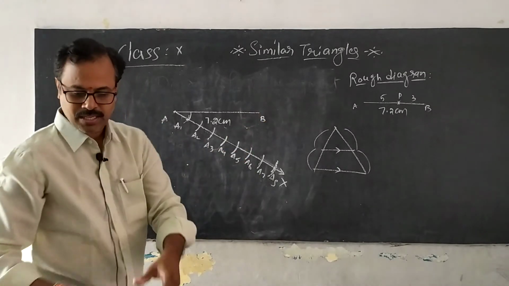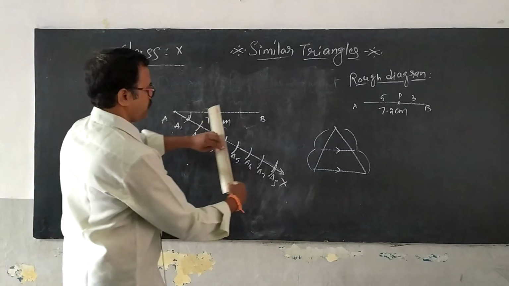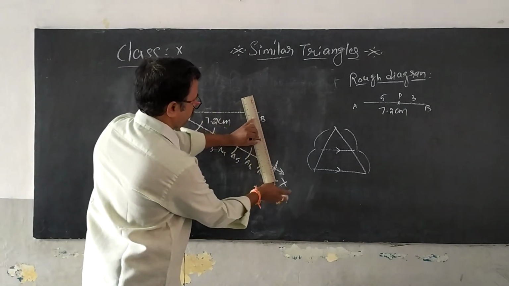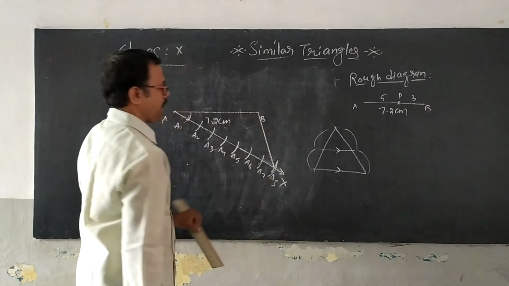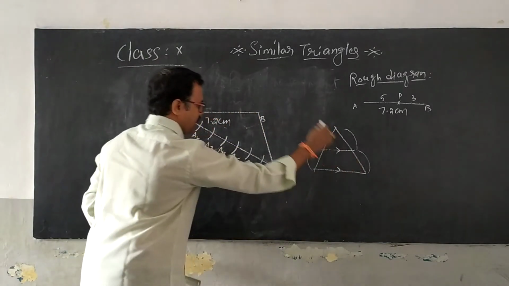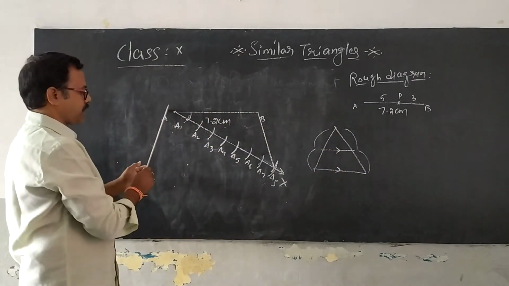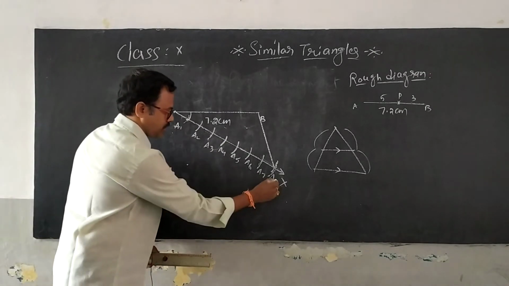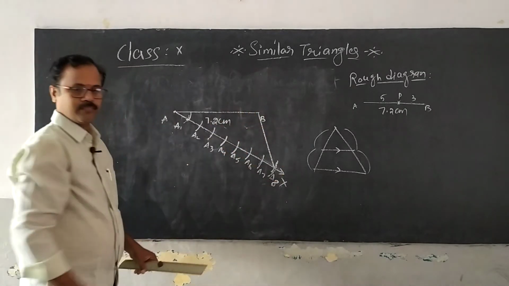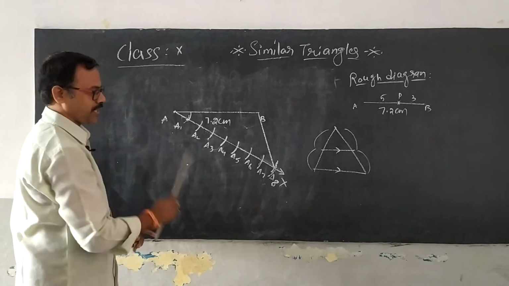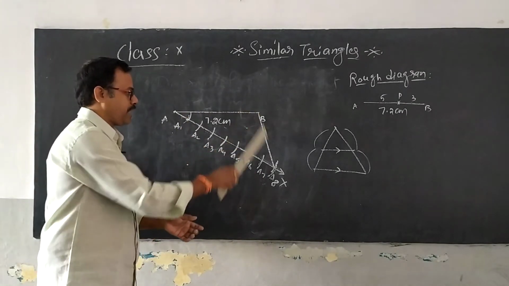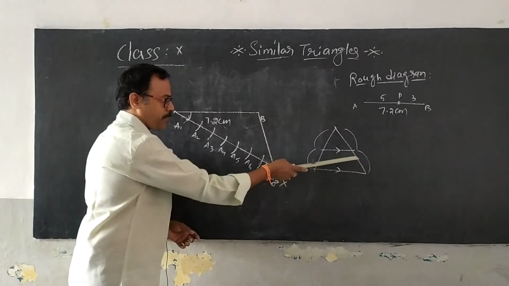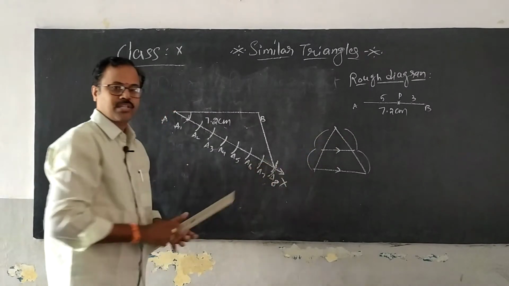Now, take a scale and join B to A8, which gives us a triangle. What I said, we need a triangle here. So, I got a triangle, A8 with B. Now, this is a triangle. Now, I want a parallel line to the base. See here the base, I want a parallel line which divides the two sides in the same ratio.